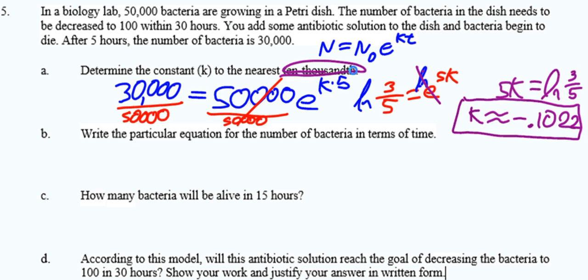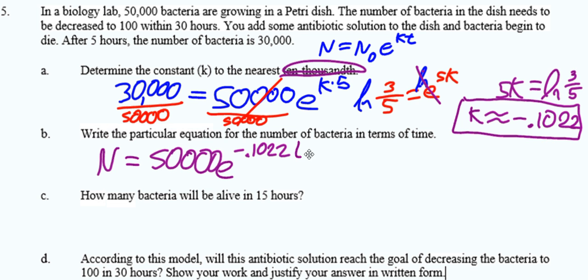Write the particular equation for the number of bacteria in terms of time. The number of bacteria starts at 50,000, e to the K, which is negative 0.1022, times T. When it says write the particular equation, that means using variable N and using variable T. That's your equation. Just like y equals mx plus b is your equation, you're going to have two variables in it.